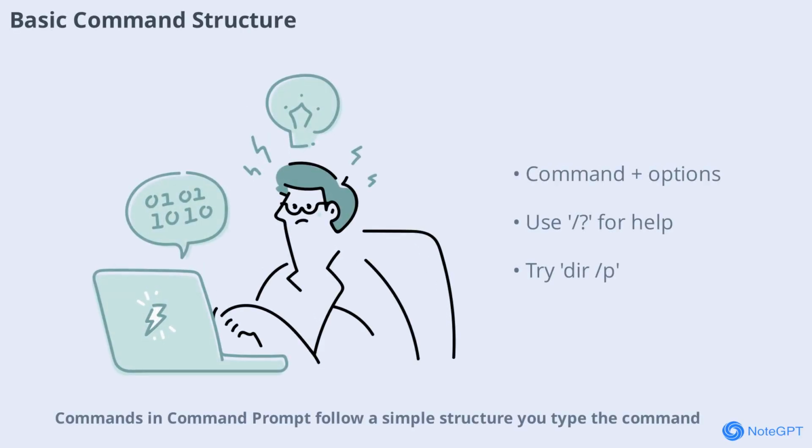Commands in Command Prompt follow a simple structure. You type the command, sometimes followed by options or parameters. For example, typing dir lists files in the current directory. If you add /p, it pauses after each screen of information. Understanding this structure helps you use commands more effectively. Most commands have optional switches that modify their behavior, and you can always type /? after a command to see its help information. Let's try a few basic commands to see how this works in practice.